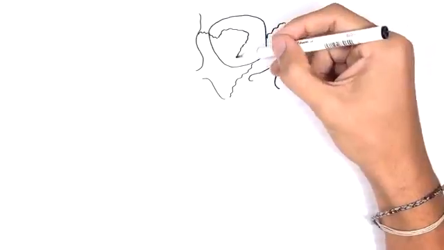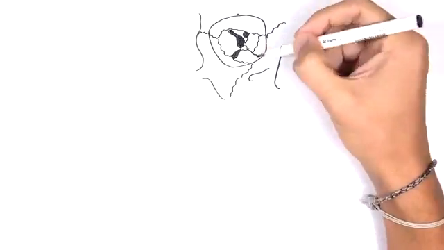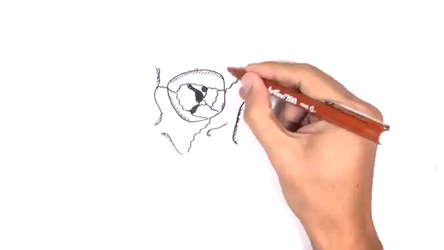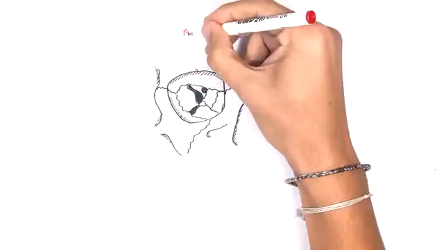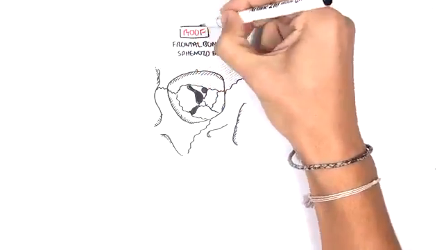So in this video, we're going to learn about the orbit of the eye. Here we can see the bones which surround and contain the eyeball. The bones of the orbit have boundaries. The roof is made up of the frontal and your sphenoid bone.